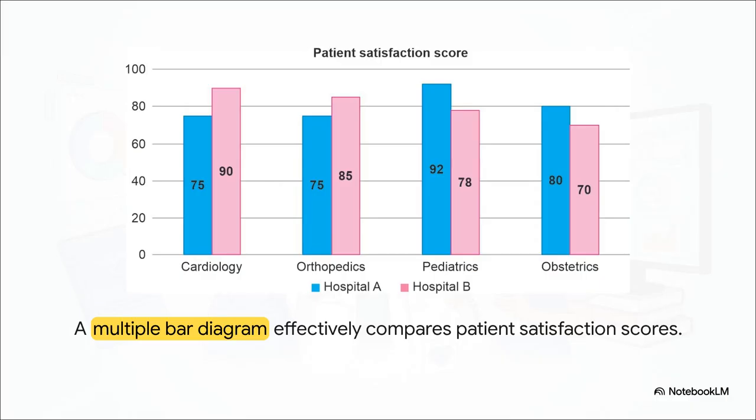And here's a fantastic real-world example of a multiple bar diagram. This thing is built for comparison. Just a quick glance, and you can see exactly how patient satisfaction scores stack up between Hospital A and Hospital B in different departments. The story is just right there. No digging required. You immediately know who's doing better and where.